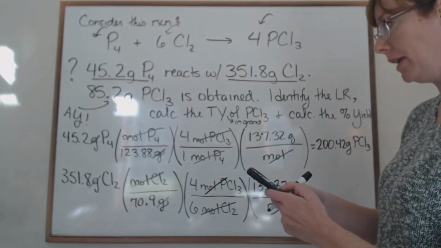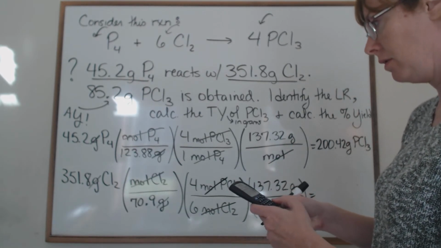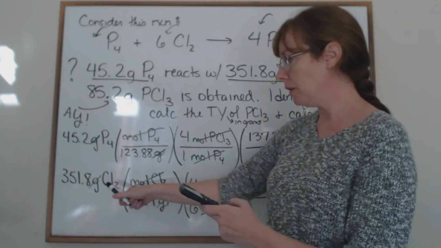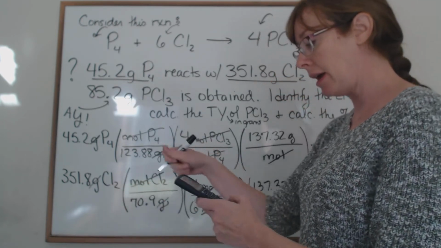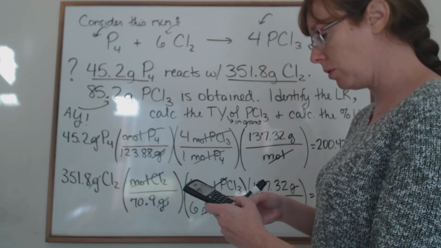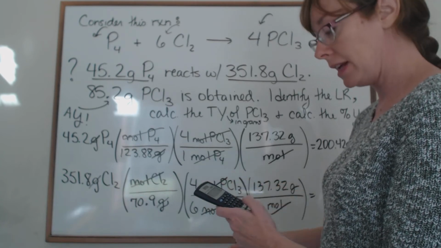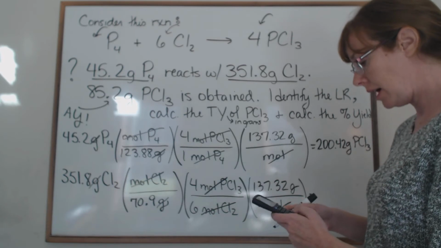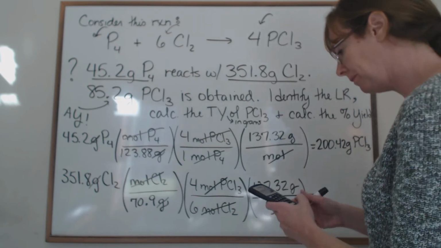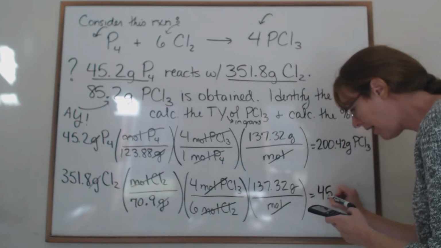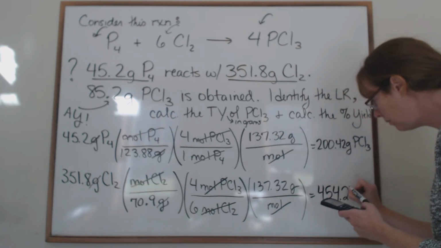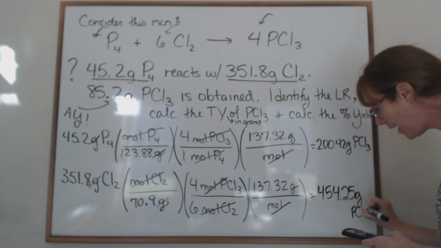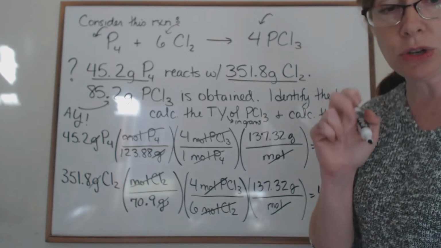All right, let's see what happens here. So I just did 351.8 divided by 70.9. I pressed enter. Now I'm just going to do times 4 because that's on top. Pressed enter. Divided by 6 because that's on bottom. Press enter. Times 137.32. 454.25 grams. So now I have really answered 2 questions.